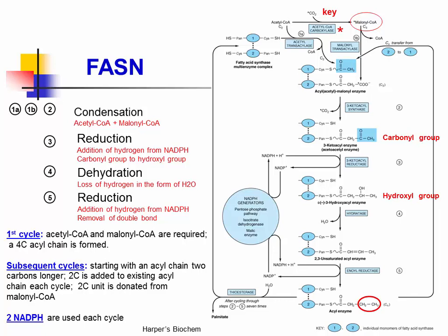And the next step is the reduction. So we need to remove this carbonyl group by adding hydrogen, right, to become a hydroxyl group, right? So the carbonyl group is converted to a hydroxyl group by adding hydrogen, and this hydrogen initially comes from NADPH, right? So NADPH is needed for providing the hydrogen for the reduction reaction in this process.